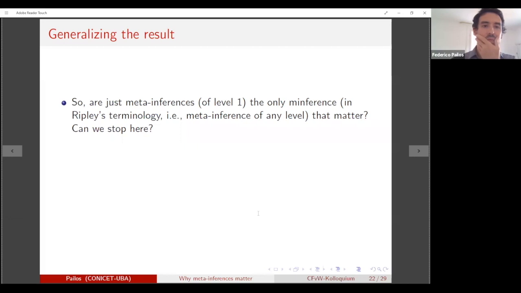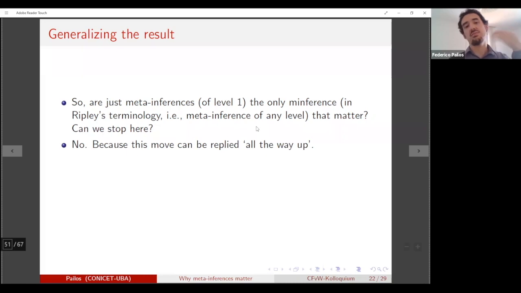So are meta-inferences of level 1 the only meta-inferences that matter? Can we stop here? Because I have just presented an argument to prove, in a way, if I'm correct, that meta-inferences of level 1 matter. Can we just stop here? Can a logician be just a supporter of something at the inferential level and something at the metainferential level while being agnostic about higher levels? The short answer is no, because this move can be replicated all the way up.